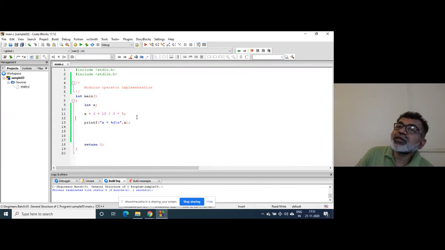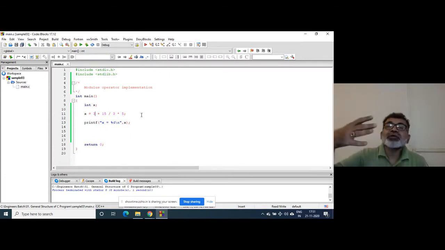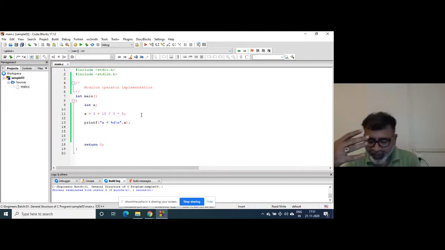But arithmetically, if you try to solve 5 into 3, that is 15. 15 divided by 15 is 1. So the answer will be 4. So the answer in mathematics may be 5 or 4, but not in C. C has rules. So you have to take into account how precedence works and how associativity works. That is very important. That is actually what I wanted to tell you.